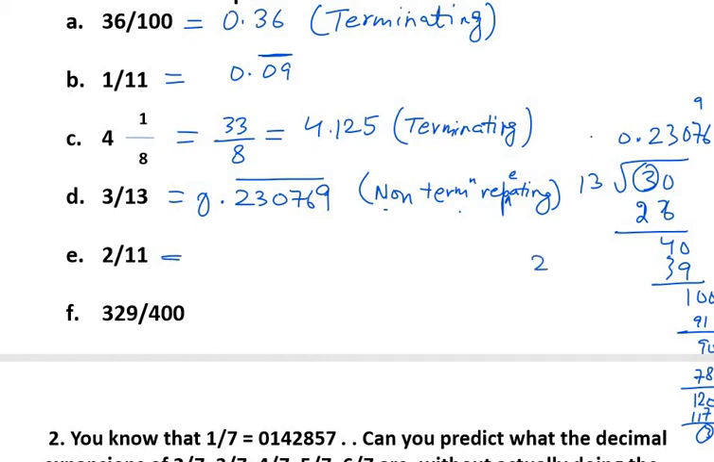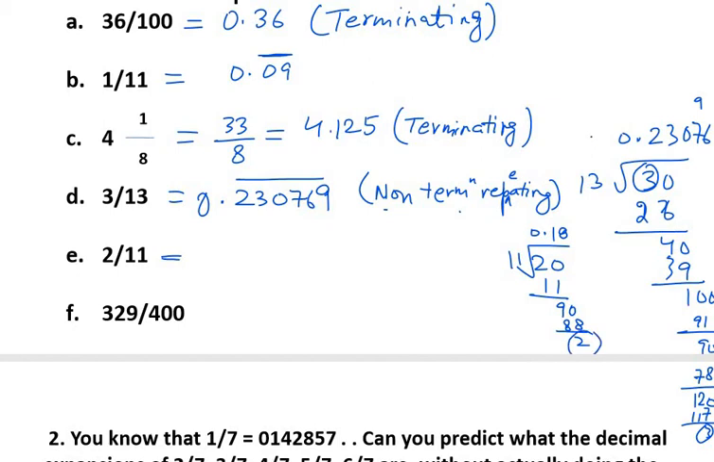2 inside, 11 outside, so we will be putting 0. So 0 point, so 11 into 1 is 11. So 20 take away 11 is 9, 90. So we get 11 into 8, 88. Then we get 2 again.